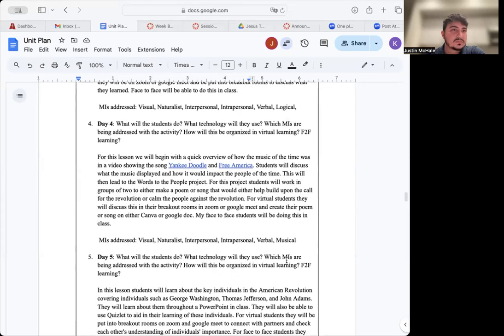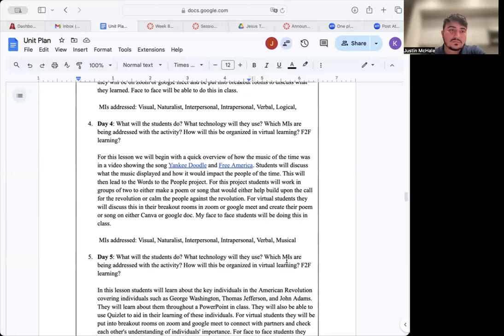Day four is another project, but before that, we're going to be going over music. So we're going to be covering Yankee Doodle and Free America. I didn't know, but Yankee Doodle actually is a song that was made to mock the colonists, but the colonists liked it so much they used it in their own manner. So this is where students are going to be more inclined to think musically.